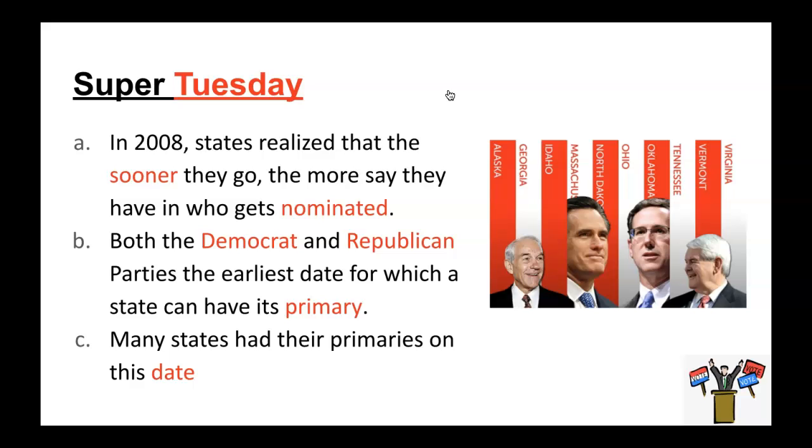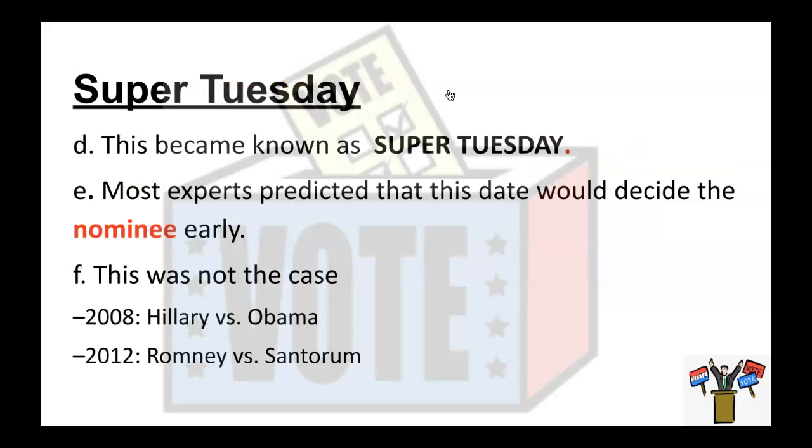So this is a big media event, and big networks like CNN, MSNBC, and Fox do cover it pretty heavily. Also, in regards to Super Tuesday, the reason why it became known as Super Tuesday is not just because of the sheer excitement around it for all parties and candidates, but the fact that most experts predict that this date would decide the nominee early. And so once the dust settles after Super Tuesday, many people say that the race is on.